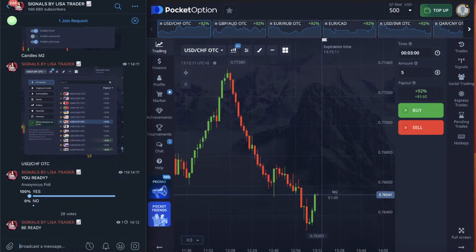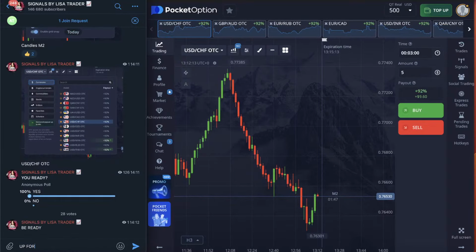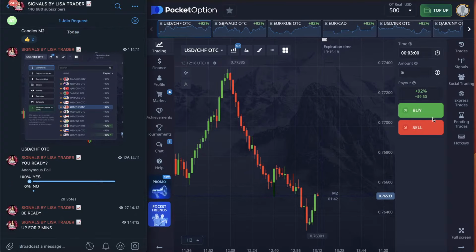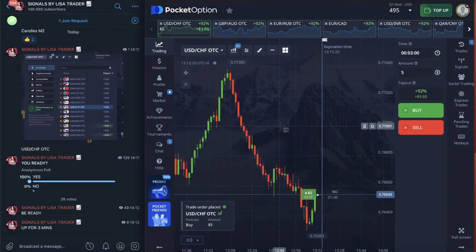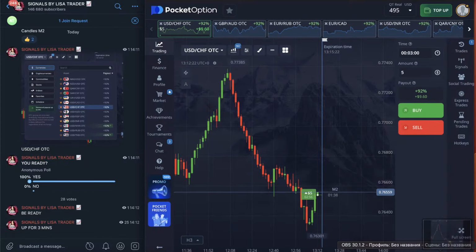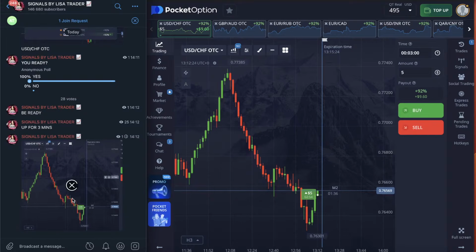Be ready. Up for 3 minutes. So I'm sending a signal and I'm opening a trade right away, after like 1-2 seconds. That's how all of the people also have time to open a trade. Because if I open a trade first and only then send you a signal, of course you're gonna have the delay. But like this, we don't have any delay, and you get a signal and we open a trade together 1-2 seconds after I post the signal. I think this is a pretty good strategy, and I already tested it a lot.